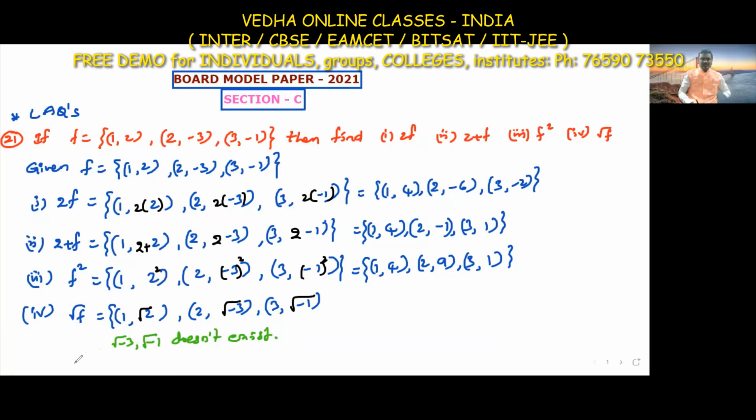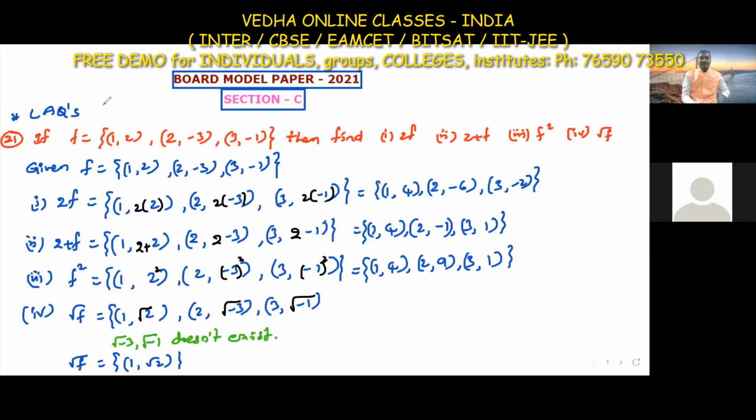So the answer for root f is (1, root 2). And what about the others? They do not exist. So this is the final answer. This is the only final answer. Understood?